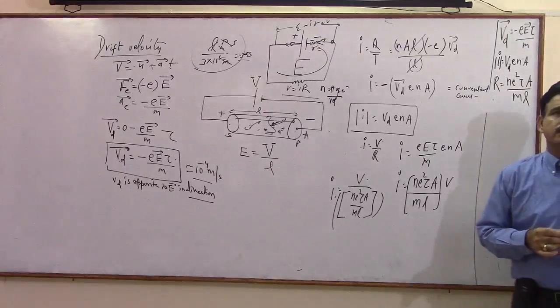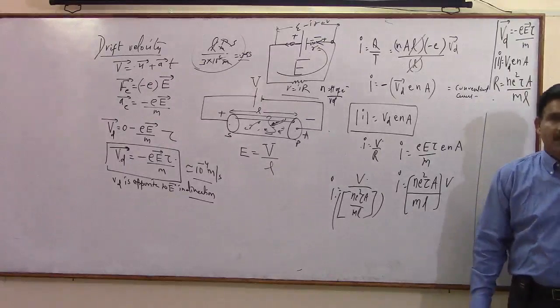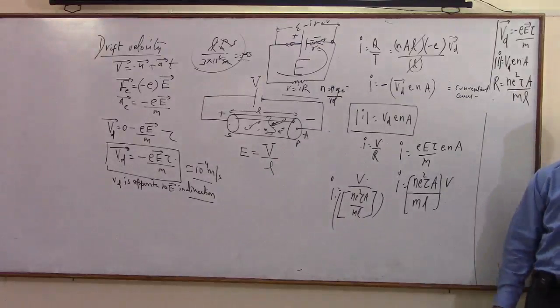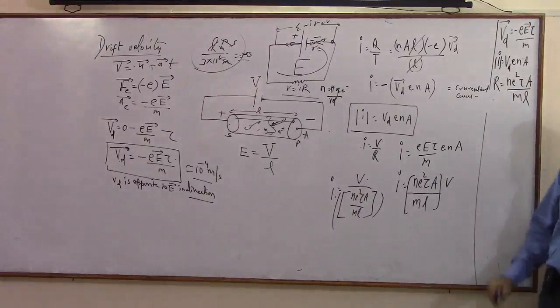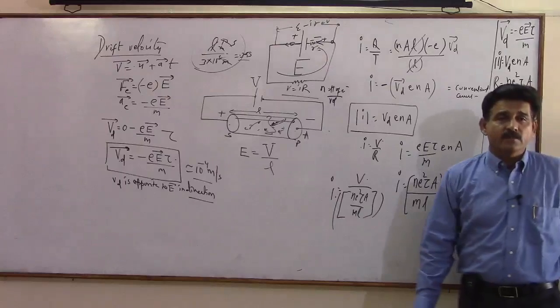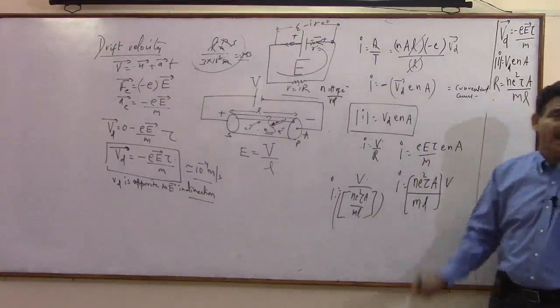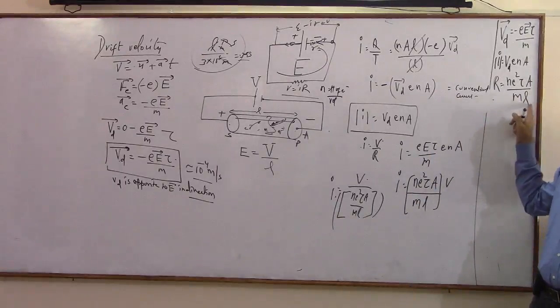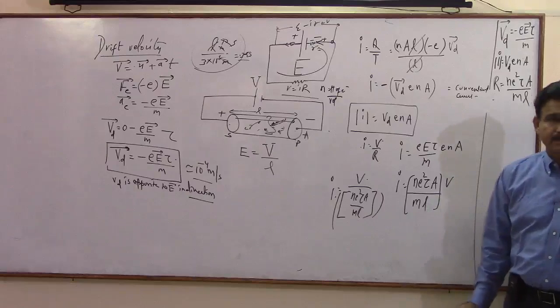What is N? Number of electrons per unit volume. What is E? Charge on electron. Can you do anything about the charge on electron? Sorry, we can't. This tau is relaxation time. This A is the cross-sectional area. M is the mass of electron. Can you do anything about the mass of electron? No, you can't. And L is the length of the conductor.